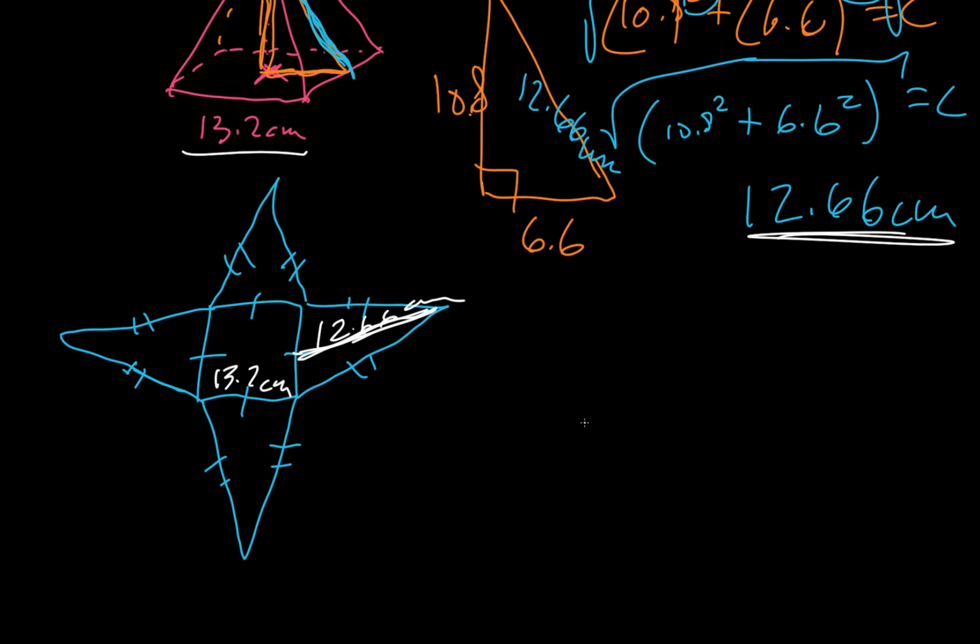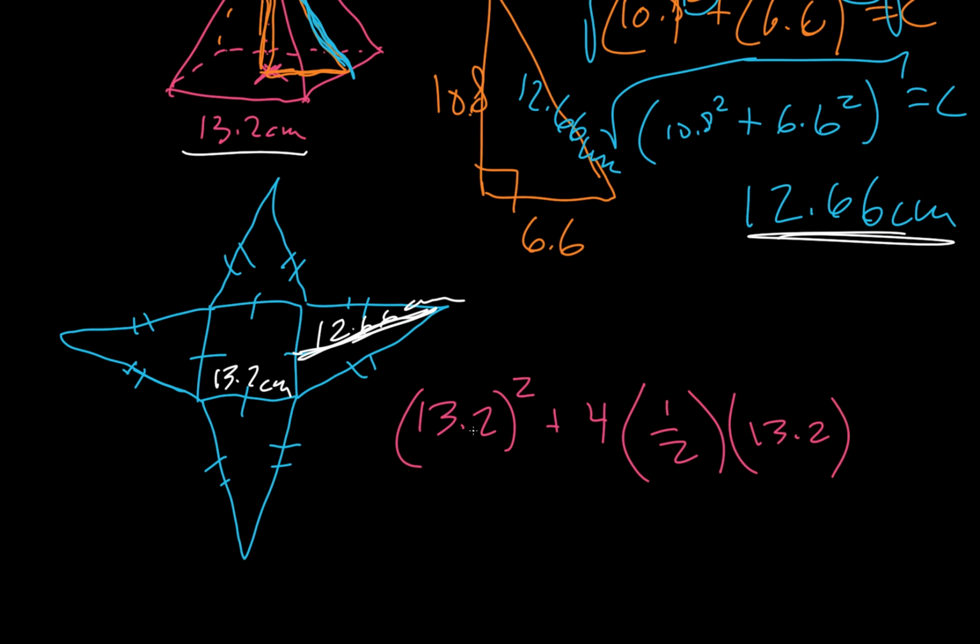So we can create an equation where the area of the base is just going to be 13.2 squared. And then we're going to add it to the rest of what's going on. So we have 4 triangles, and the area of those triangles is going to be 1/2 base times height. So 1/2 times the base, which is going to be 13.2, and then times the height, which is 12.66. Okay, we plug this all into a calculator and we get 508 centimeters squared.